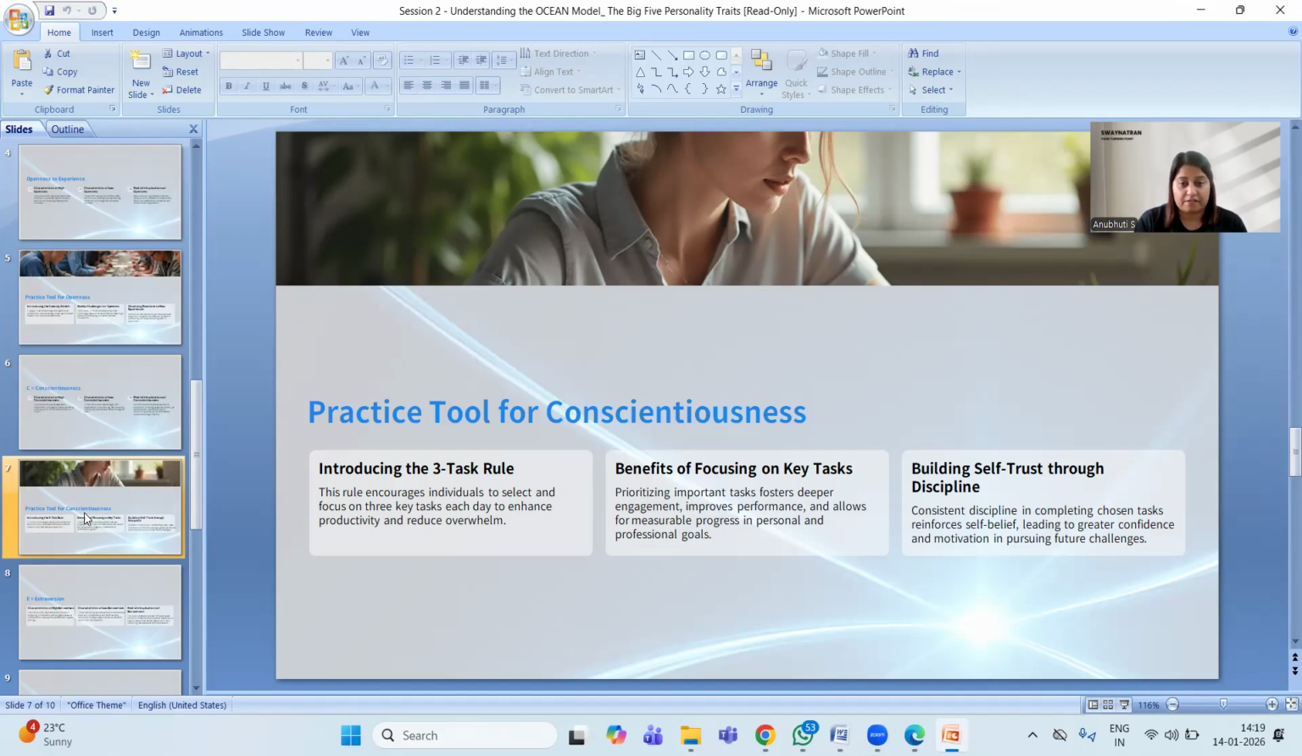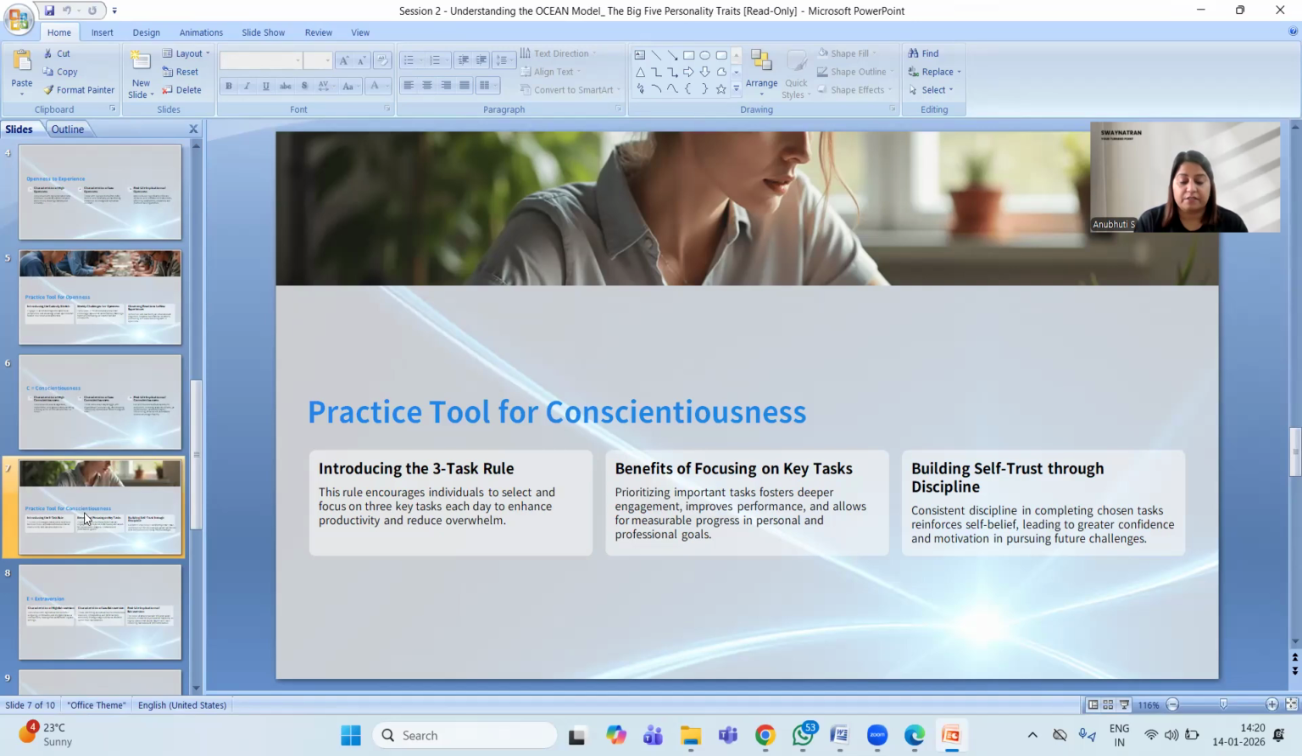Benefits of focusing on key tasks. Prioritizing important tasks fosters deeper engagement, improving performance, and allows for measurable progress in personal and professional goals. While you could be a low conscientious person, this three task rule and focusing on key tasks would help you to align whatever you are thinking as creative, to bring it on the ground and make sure that this is going to happen. It really does help to align your day to day for what you exactly want to do rather than just thinking about 40 thoughts in a day.